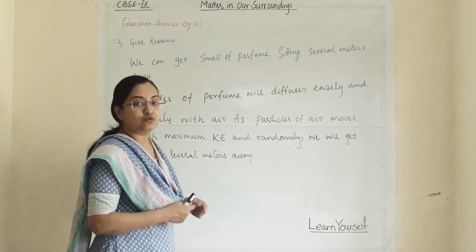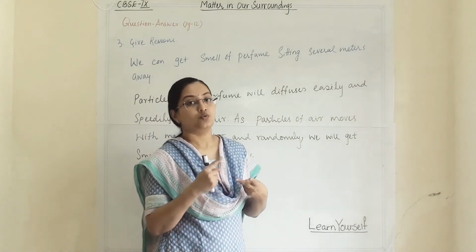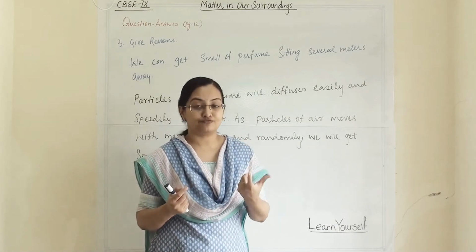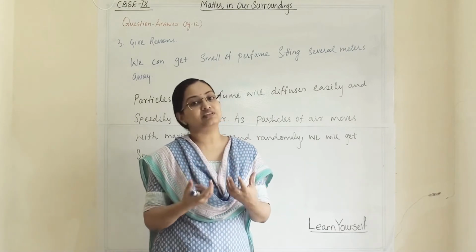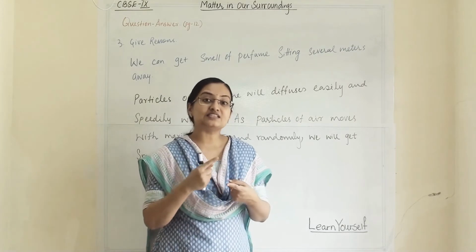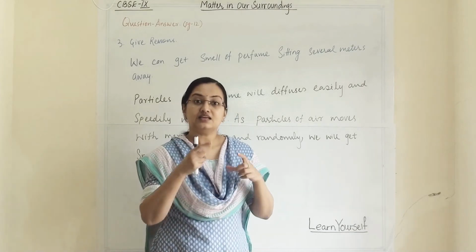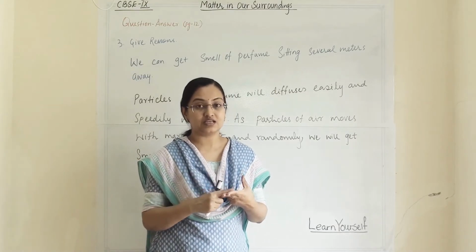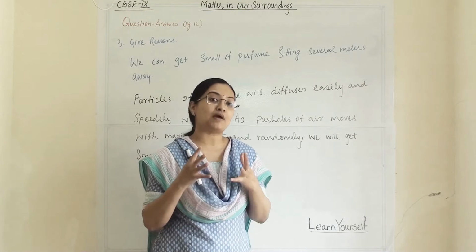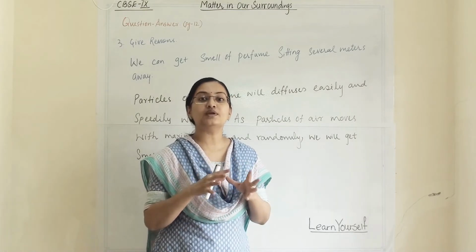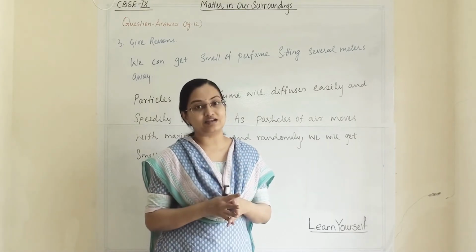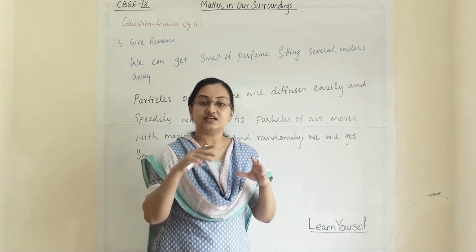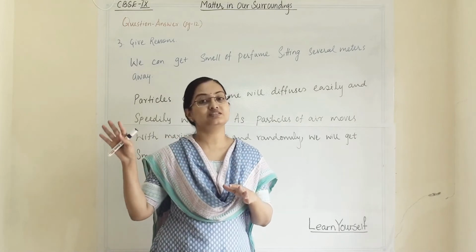Our next reason is we can get smell of perfume sitting several meters away. So in this we have to discuss two things simultaneously. First is the smell of perfume, that particles of perfume will diffuse very easily with air, and as it is diffusing very easily with air, it will move along with air. Now what is the quality of air? It is a gaseous state and particles of air are having maximum kinetic energy and they are moving randomly. Their motion is random motion. So as particles of perfume move along with the air, it is easily reaching several meters away.